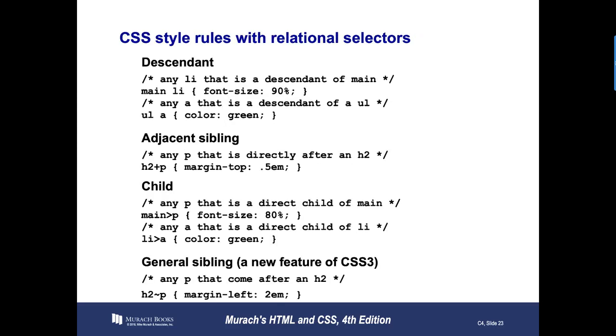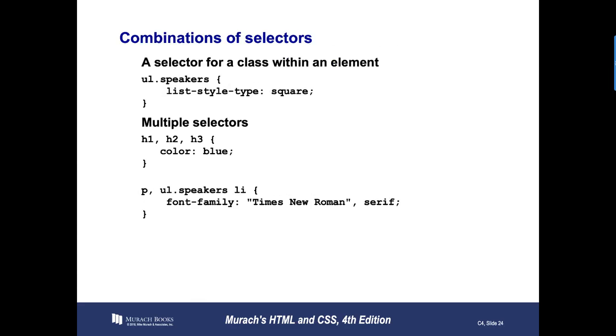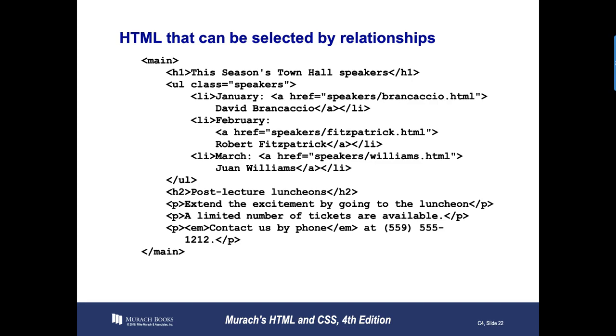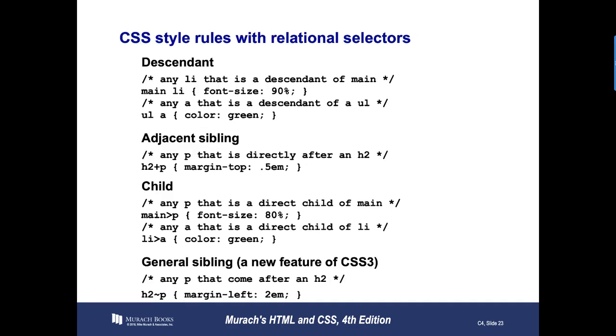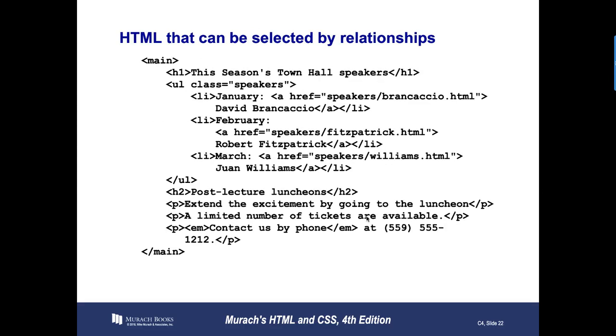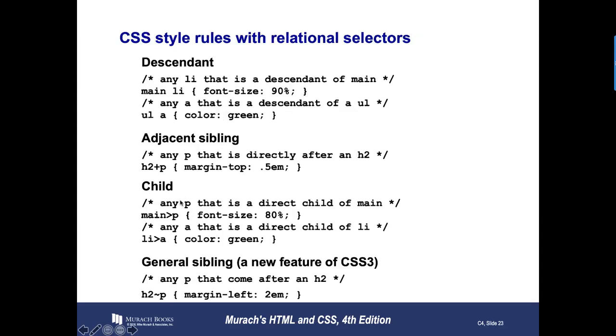All right? Now, next, adjacent sibling. Adjacent sibling. And here's an example. Any paragraph that is directly after an H2. So let's look. Do we have any H2s in there? I see some H2s. And do we have any paragraphs right next to it? And yes, we do. You see H2? It's adjacent. They're next to one another. So that's how you would code that, with the plus sign.